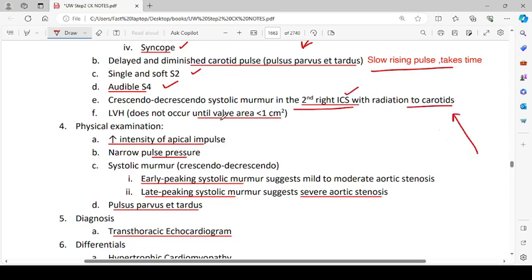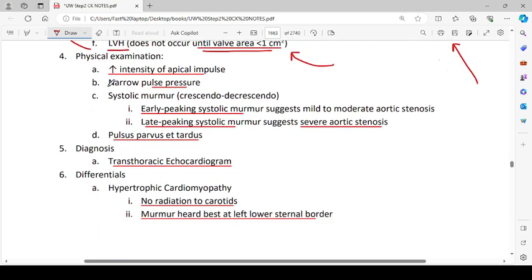Left ventricular hypertrophy does not occur until the valve area is less than 1 centimeter square. So there will be left ventricular hypertrophy, that will be perceived as an audible S4. Physical examination: increased intensity of apical impulse, narrow pulse pressure. Okay, the pulse pressure will be narrowed.